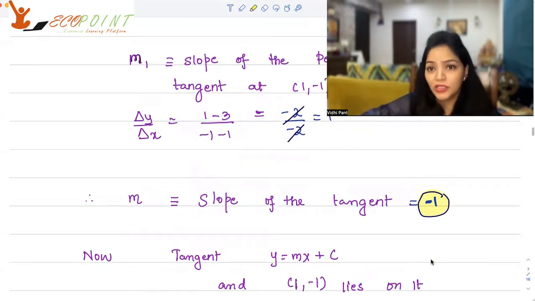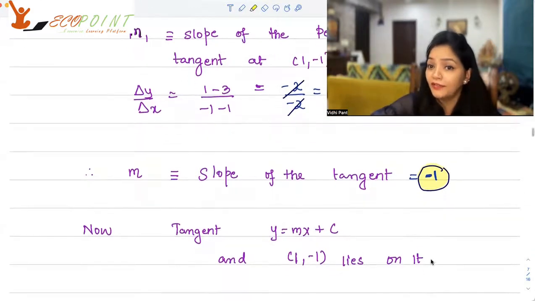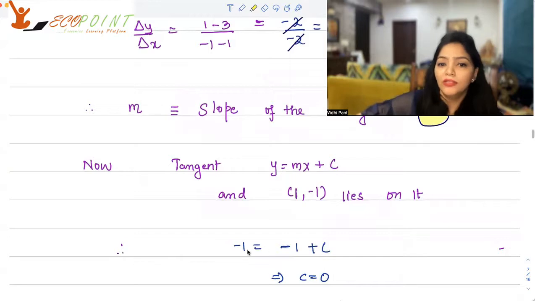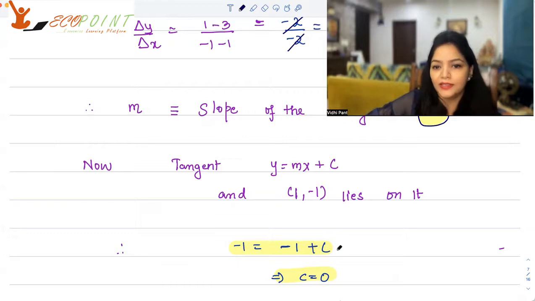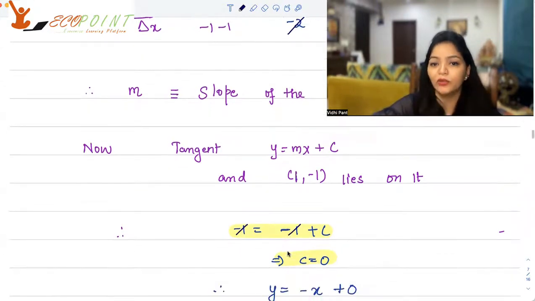Now the equation of the tangent is y equals mx plus c, and 1 comma minus 1 lies on it. Since 1 comma minus 1 lies on it, I can find out c. I have m already. So c is turning out to be 0. And how? See, y is minus 1 equals m, which is minus 1, into 1 for x, plus c. Minus 1 cancels out. You get c equals 0.